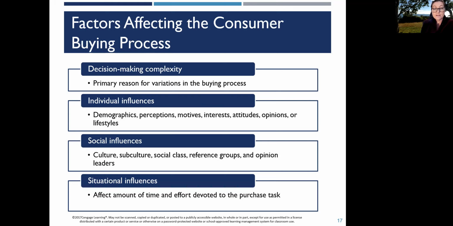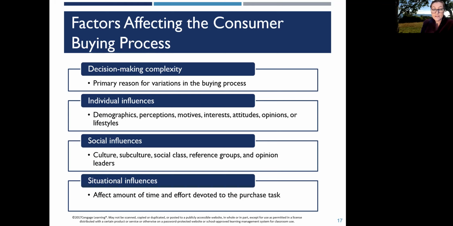Individual influences such as demographics, right? So older people are known to be more conservative. Also individual influences such as attitudes, interests and opinions, and lifestyles in general. Okay, social influences such as culture and subcultures, reference groups, right? So what your friends say, what opinion leaders say, this will affect the consumer buying process. And translate that to social media, and it's what the influencers say.